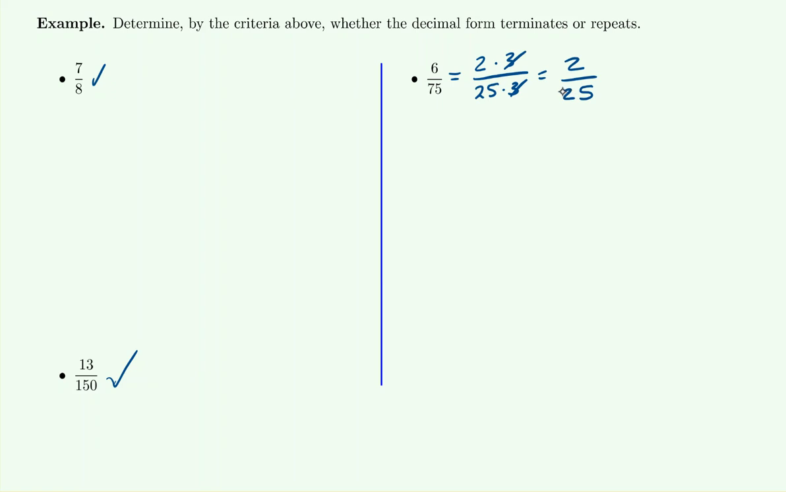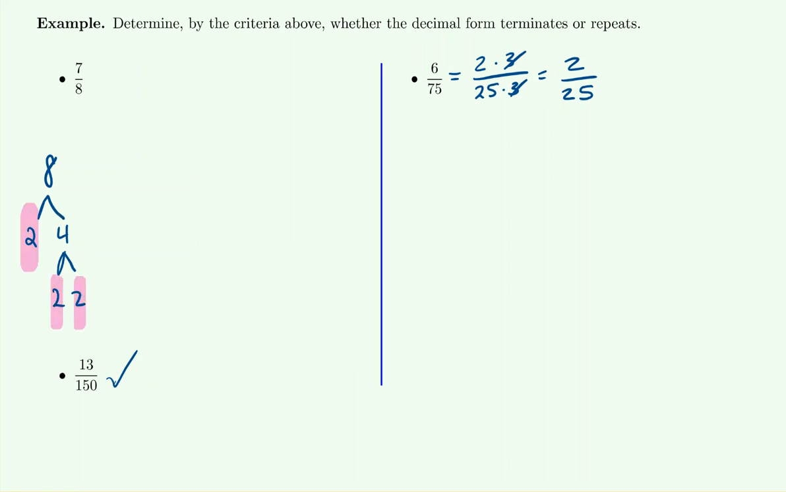The next step is you've got to factor the denominator into its prime factors. So in this case, we've got 8. To find the prime factors, you can make a factor tree. 8 can be divided into 2 and 4. 4 can be divided into 2 and 2. And when you get down to all prime numbers, and 2 is a prime number, that's when you know to stop the factor tree.